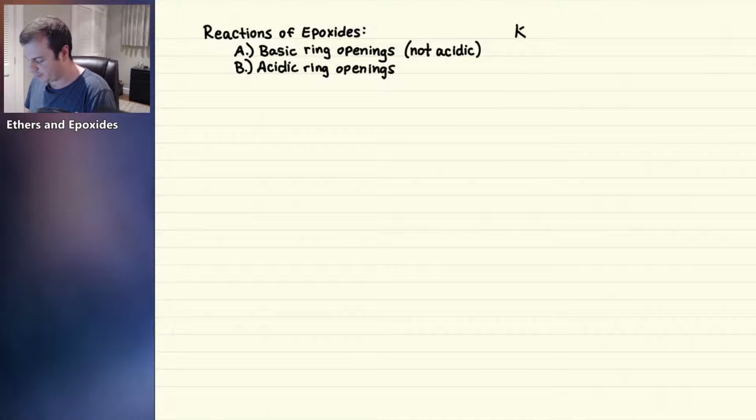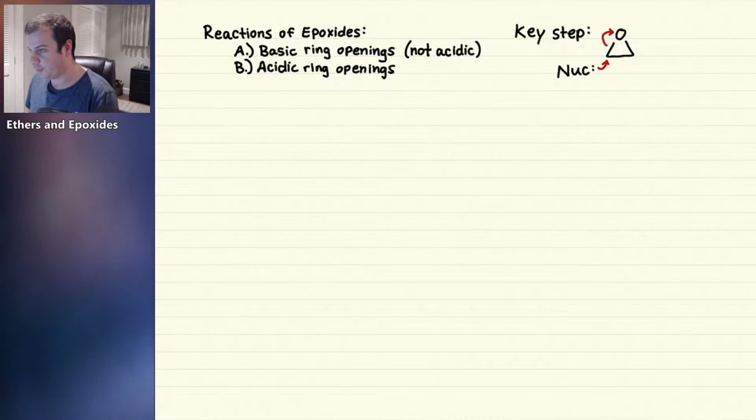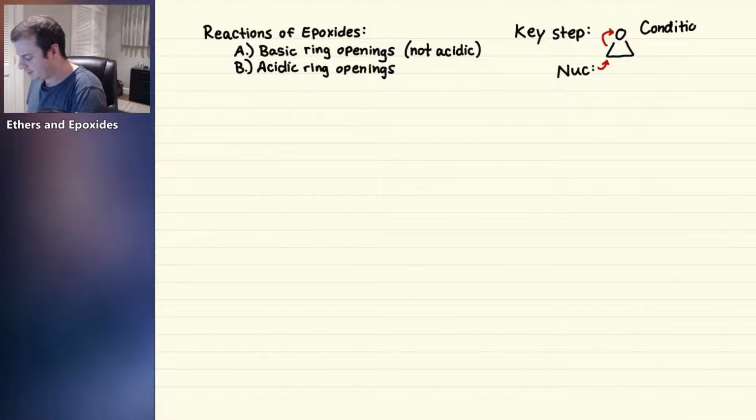In both of these reactions, the key step is the same, and it's going to involve a nucleophile attacking the epoxide, which is acting as an electrophile. So if we have our epoxide here, it's going to act like our electrophile, and we're going to have various nucleophiles attacking one of the carbon atoms of the epoxide and then opening the ring. And we'll find that the conditions that we use are going to affect the regiochemistry and mechanism.